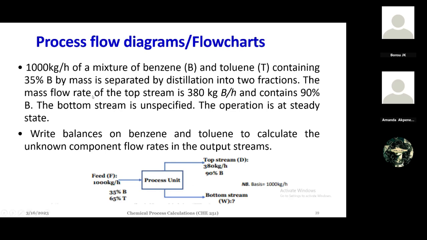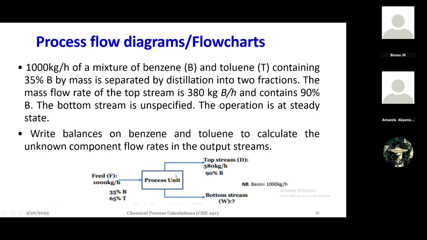Okay. So let's try one material balance problem. 1,000 kg per hour of a mixture of benzene and toluene containing 35% B. So our feed here consists of just benzene and toluene, which are 35% benzene, 65% toluene. Even when given the 65%, we know the percentage of the benzene plus that of the toluene should give us 100. So when we know the benzene, we subtract from 100, we get the toluene. And our feed is 1,000 kg per hour.